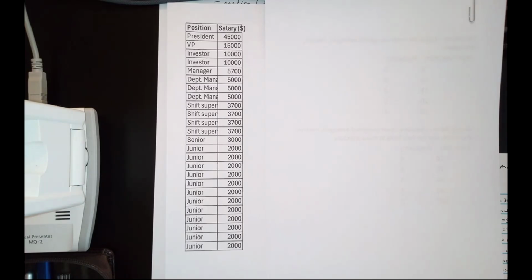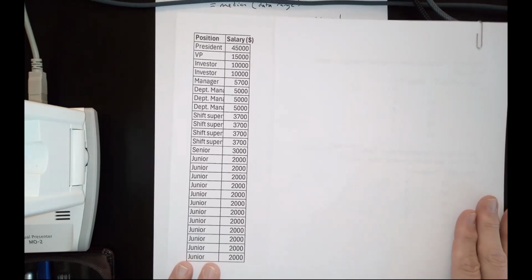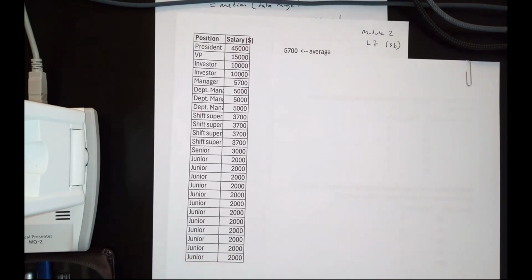If they say our average employee makes over $5,000, they're not lying. The average salary is over $5,000. How many people make a salary over $5,000? A not large proportion, right?